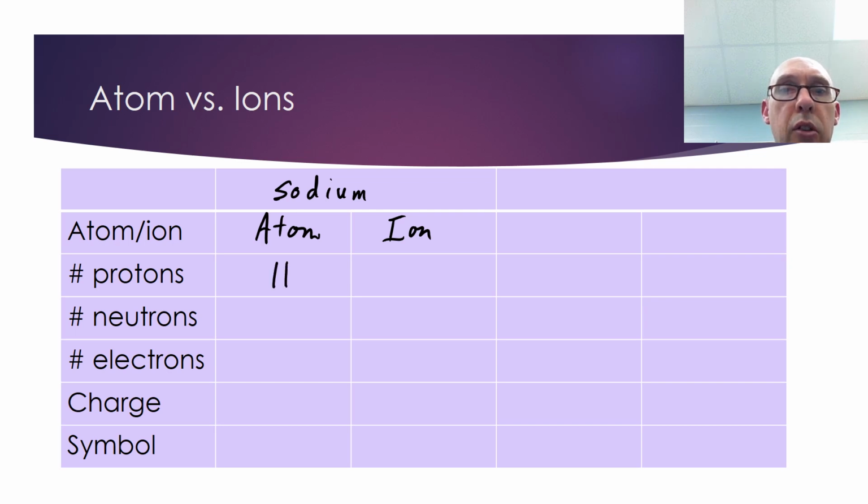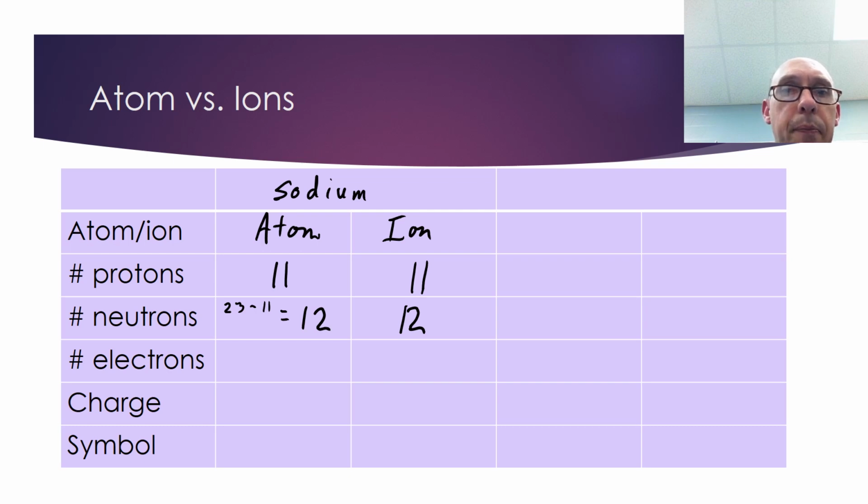When you turn an atom into an ion, it still has 11. The number of neutrons we get by taking the mass number. The mass number is 22.99. We round it to the nearest whole number, that's 23. We subtract the atomic number, which is 11, and that gives us 12 neutrons. And when you form an ion, you also have 12 neutrons.